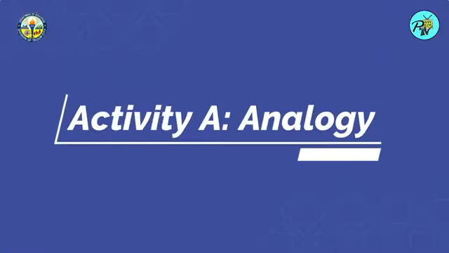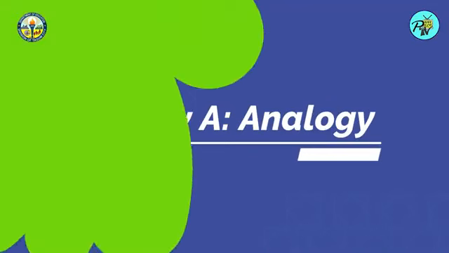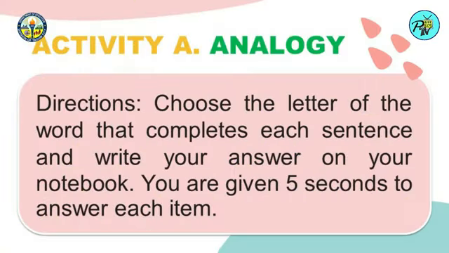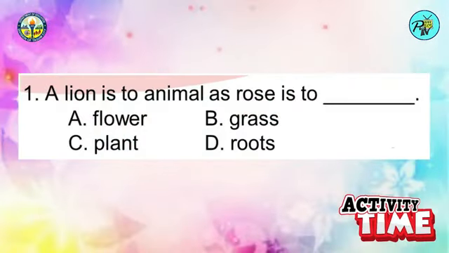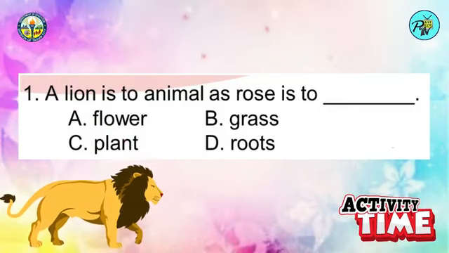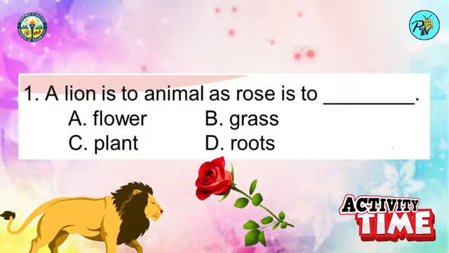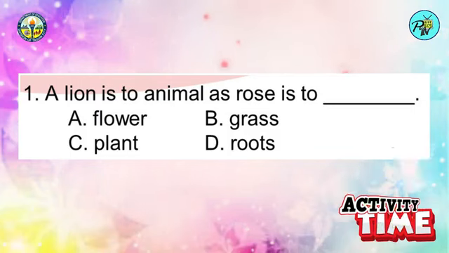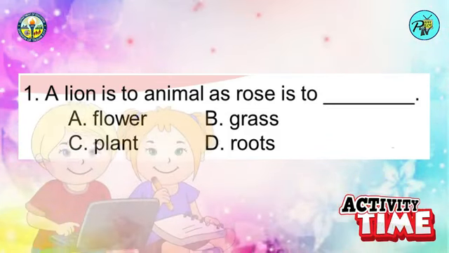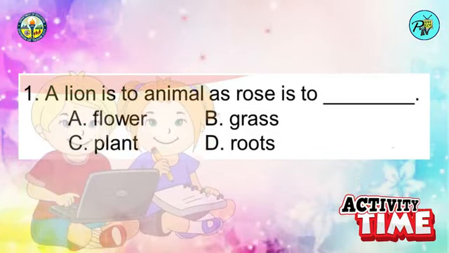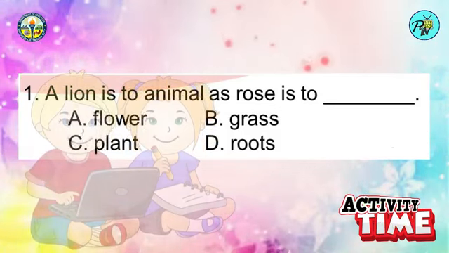Let's do Activity A: Analogy. Directions: Choose the letter of the word that completes each sentence and write your answer in your notebook. You are given 5 seconds to answer each item. Let's start. Number one. A lion is to animal as rose is to: A. Flower, B. Grass, C. Plant, D. Roots.